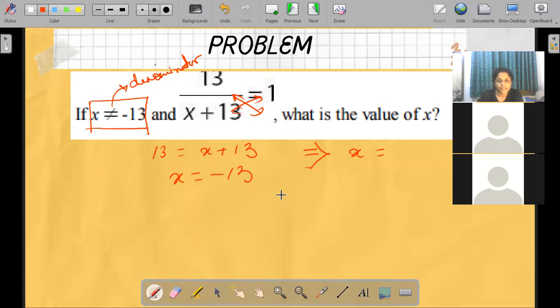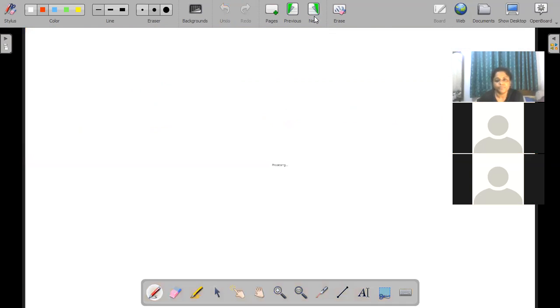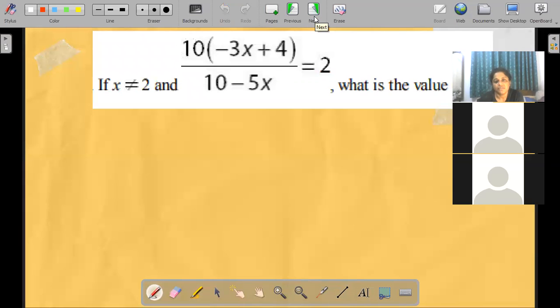All right. Let us move. So what is the value of x then? 0. Everybody got this? Yes, ma'am. Okay. So that was a pretty simple problem. Because of that -13, I wanted to show that. Okay, now quickly solve this problem.